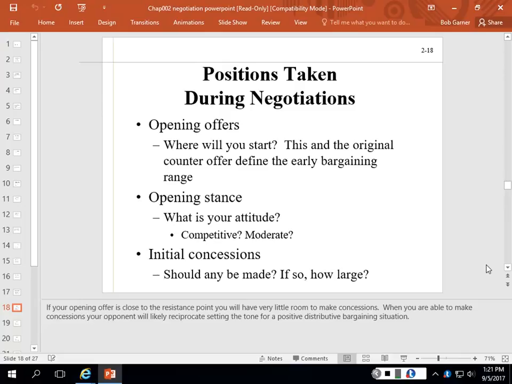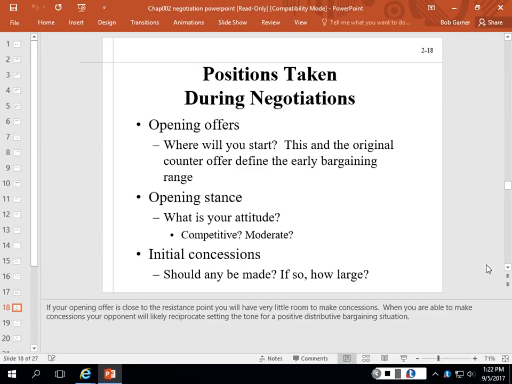Initial concession, should there be made? If so, how long? And so my notes, if your opening offer is close to the resistance point, you're not going to have room to make concessions. Okay, if I offer 135, but I can't pay more than that, or I'm asking 145, but I won't take less than 140 is my walkaway point, I don't have much wiggle room in there, so I need to raise my asking price so that I have some room to come down. And when you're able to make concessions, your opponent will likely reciprocate, and it turns into a positive situation.